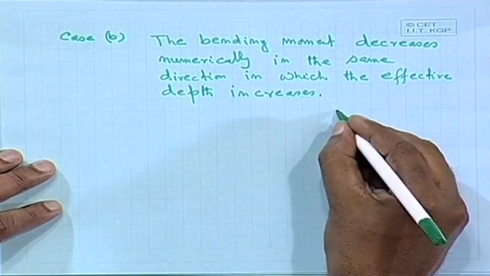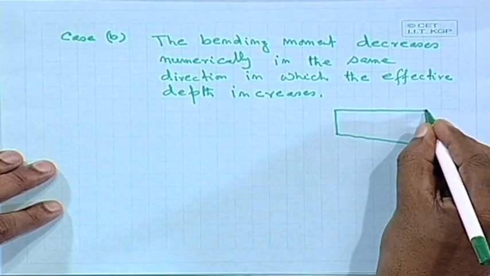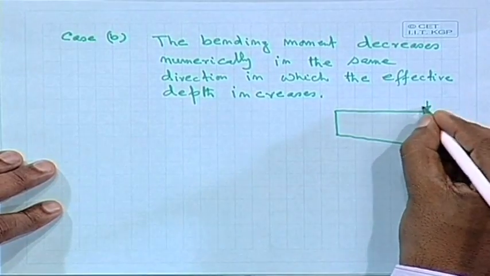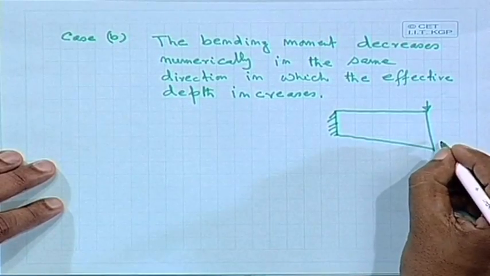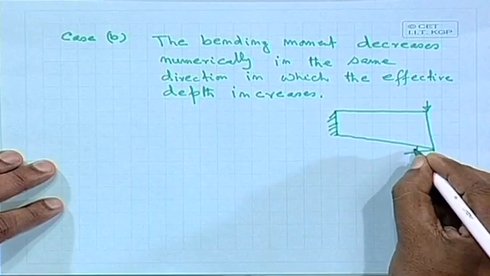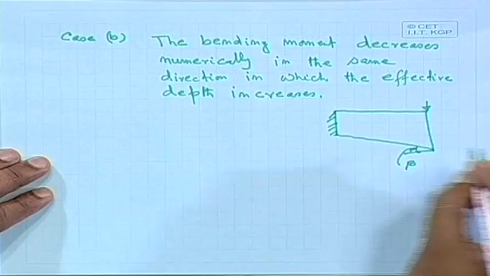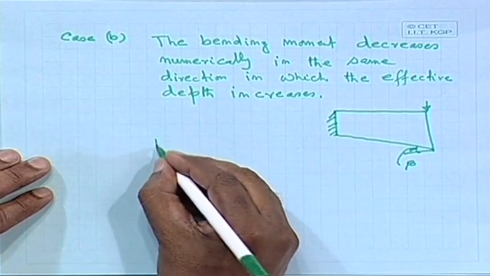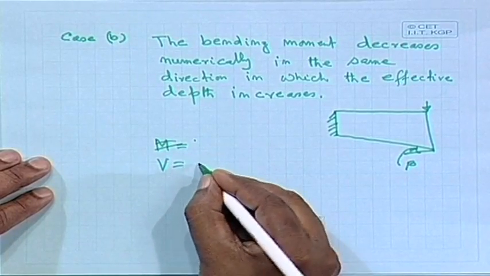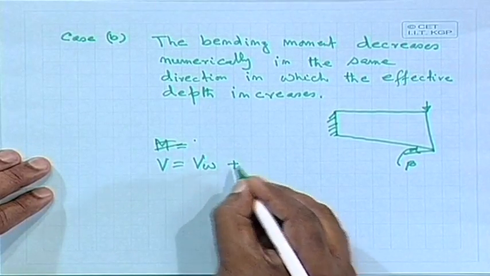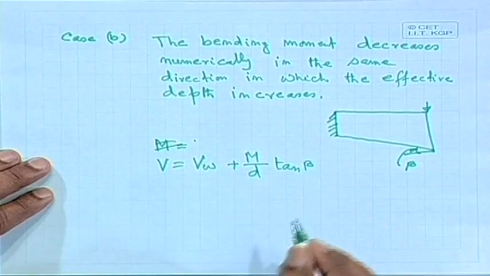Though it is not a practical one, anyway let me give this example, because in the cantilever case it is not the actual one. So, in this case what happens, the beta, and we shall get V equal to VW plus M by d tan beta. This is the case B.